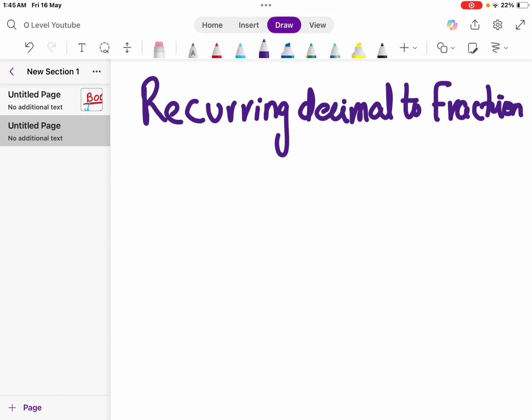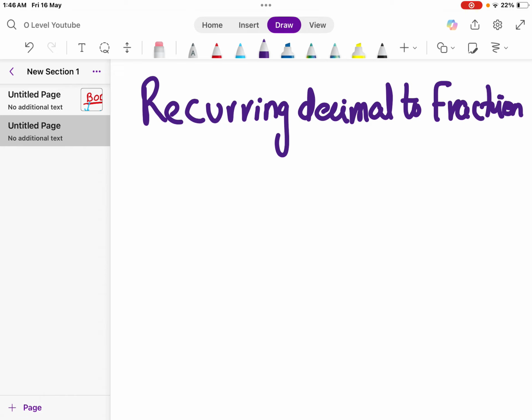Today's topic is recurring decimal to fraction. So we'll see how to convert recurring decimal numbers to fractions. This topic is part of the IGCSE course, but it's recently been added in the O level course as well. It's a very easy topic, you just need to understand the tricks and how to convert the recurring decimal to a fraction.